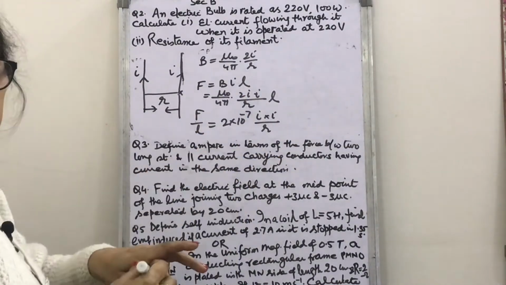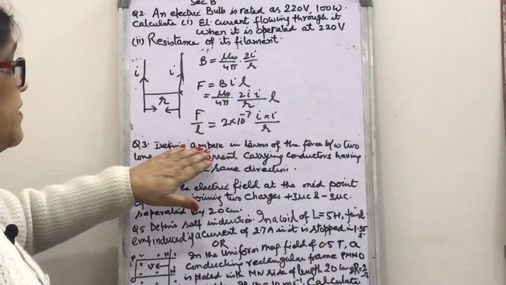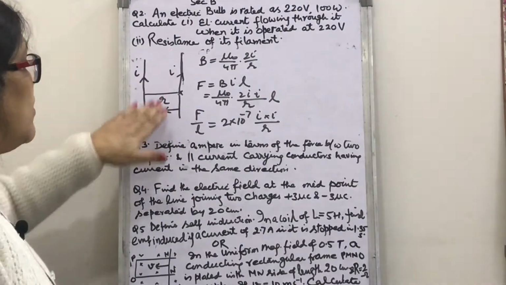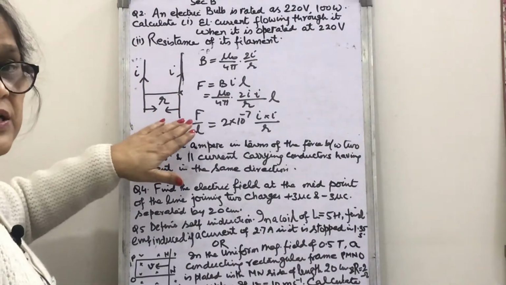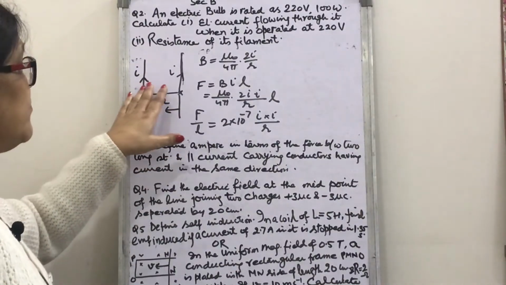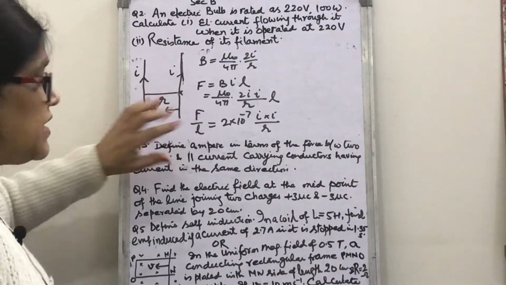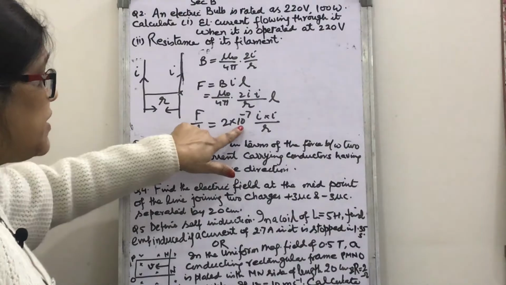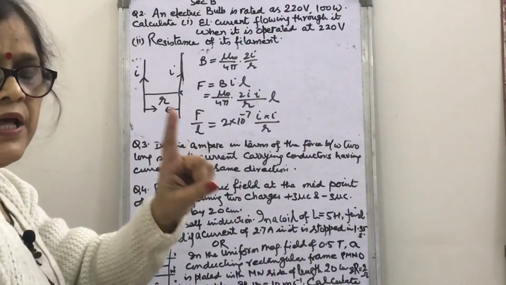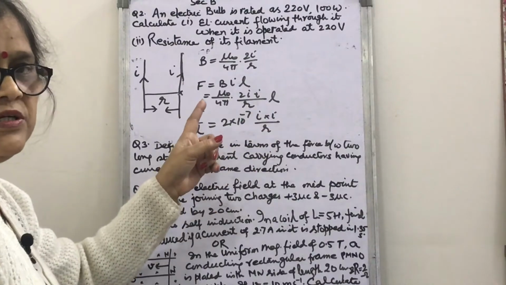Define ampere, learn. I am going to tell you the definition. 1 ampere is defined as that current if in air or vacuum two long straight current carrying conductors are placed at a distance of 1 meter apart and current flowing through them is in the same direction, then if the force of attraction per unit length is 2 into 10 to the power minus 7 Newton, then the current flowing through them is 1 ampere. So learn how to make the definition from this important expression.